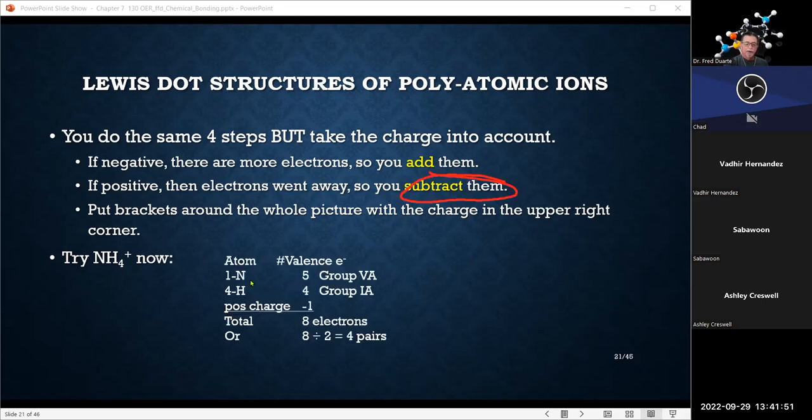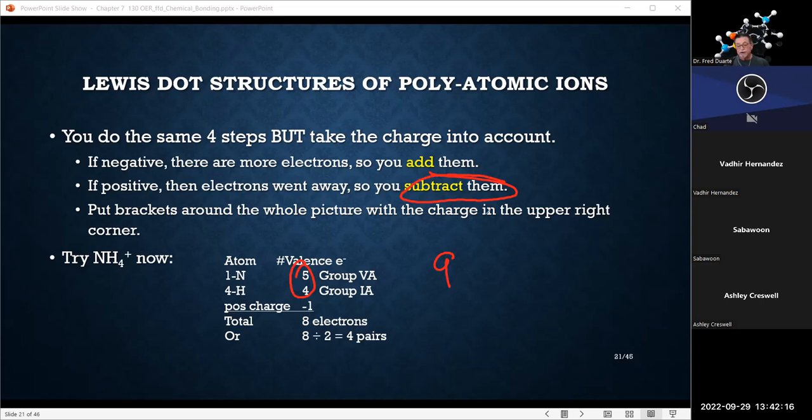And so we have 1 nitrogen, which is in group 5, and we have 4 hydrogens, which is in group 1. And so one giveaway would be that if you add these 2 numbers, you end up with 9, right? Well, here's the thing. You got 9, and as I stated, all these valence electrons should be divisible by 2.